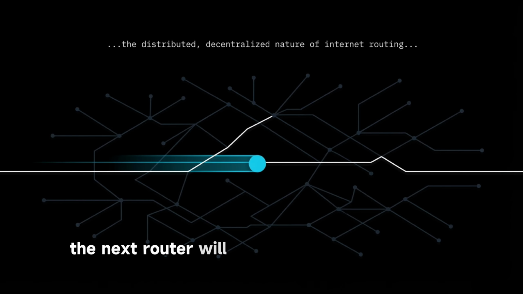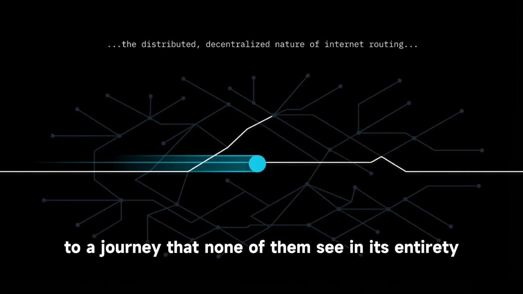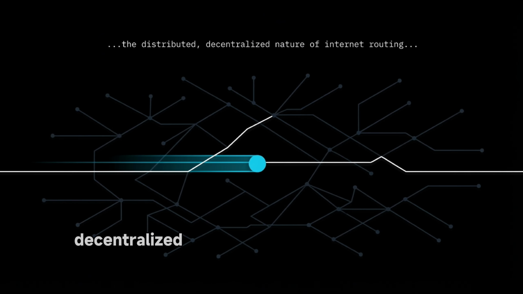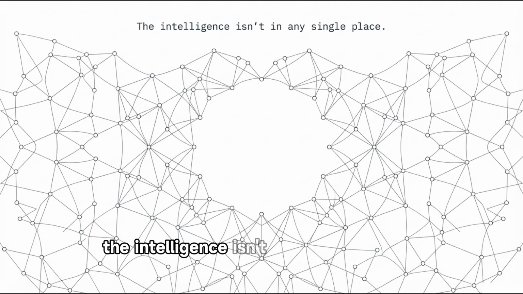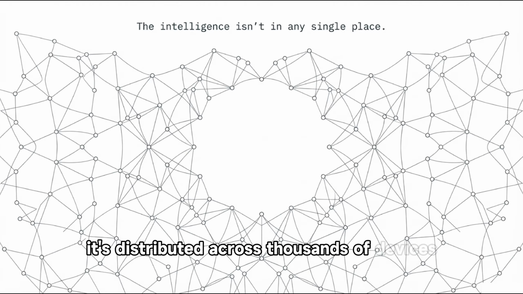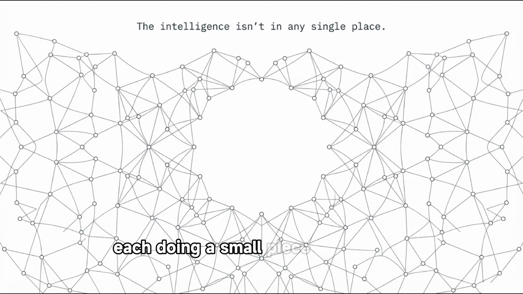The next router will make its own local decision, and the next ones, each one contributing one hop to a journey that none of them see in its entirety. This is the distributed, decentralized nature of internet routing made visible. The intelligence isn't in any single place. It's distributed across thousands of devices, each doing a small piece of the work.